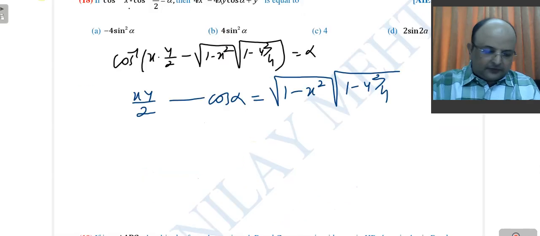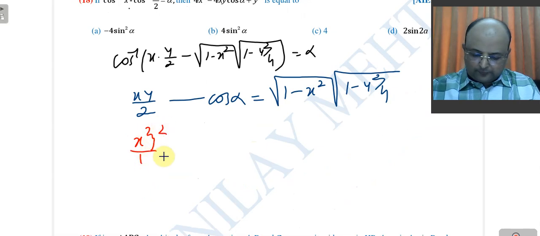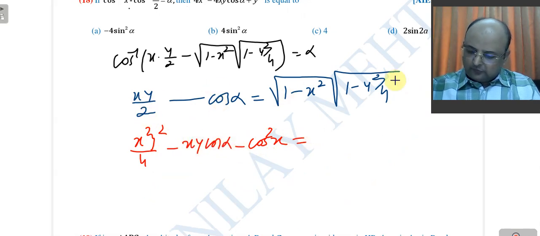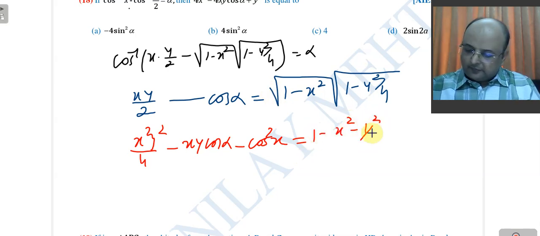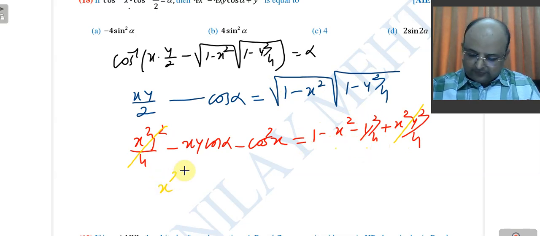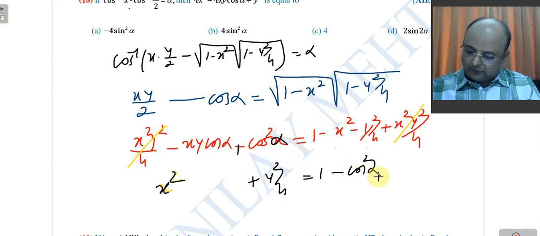yes, I square both the sides. So x square y square by 4 minus cos square alpha minus 2 cancel and xy cos alpha is equal to, if I square and if I open the bracket, you can observe that 1 minus x square minus y square by 4 plus x square y square by 4. But x square y square by 4 gets cancelled. I take these two terms on left hand side, that is x square plus y square by 4. This 1 minus cos square alpha goes on right hand side. This is minus xy cos alpha, okay.